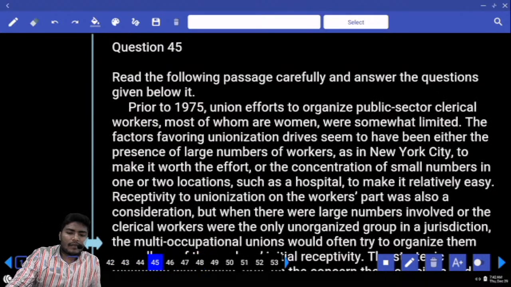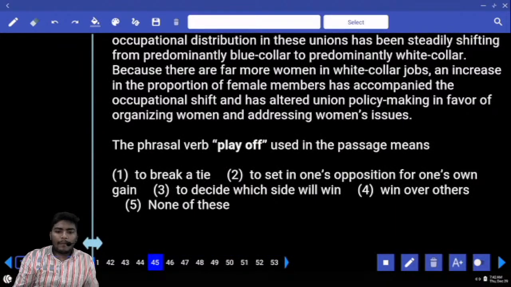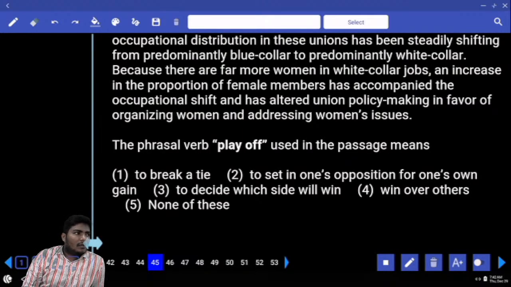Next. Move to 45. Play off. What do you mean by play off? He wants to play me off. He wants to play me off in the sense trying to get some benefits from the opposing person. That is called play off.